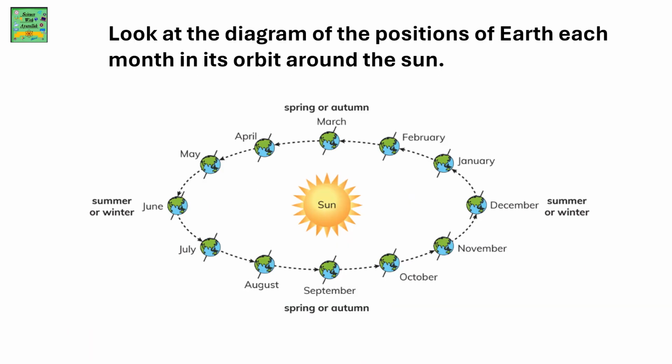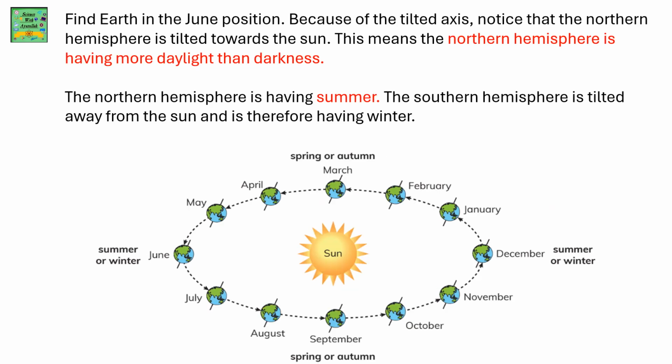Look at the diagram of the positions of Earth each month in its orbit around the Sun. In the given diagram, find Earth in its June position. Because of the tilted axis, notice that the northern hemisphere is tilted towards the Sun. This means the northern hemisphere has more daylight than darkness, and that also means the northern hemisphere is having summers. The southern hemisphere is tilted away from the Sun, and that is why it has winters.